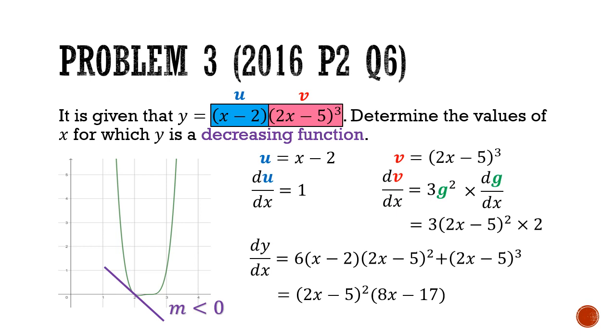So going back to the question, we must remember that what we want at the end of the day is for the derivative to be negative. So if we look at the gradient function, you see that the (2x minus 5) squared part is always positive, because anytime you square something, you can't get a negative number. That means that the 8x minus 17 part has to be negative. So we can solve that linear inequality, and that will give us x less than 17/8, and that is our final answer.